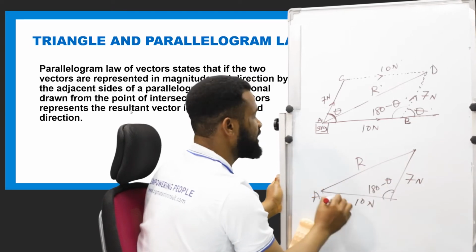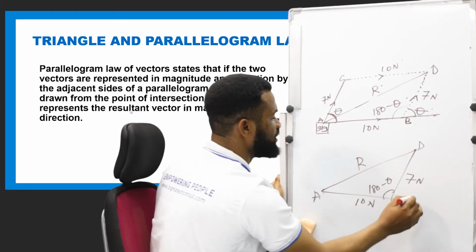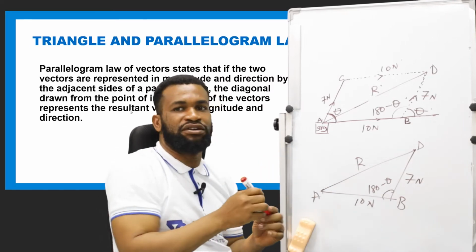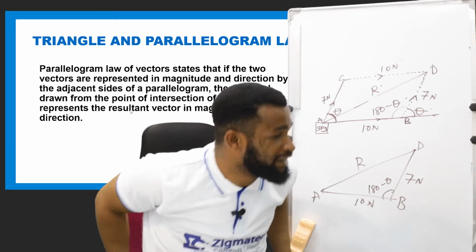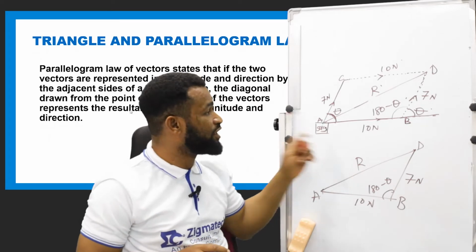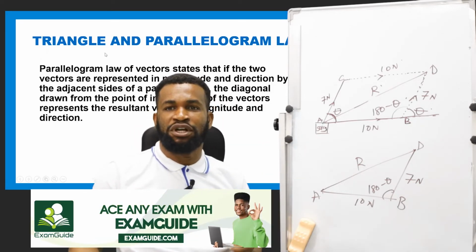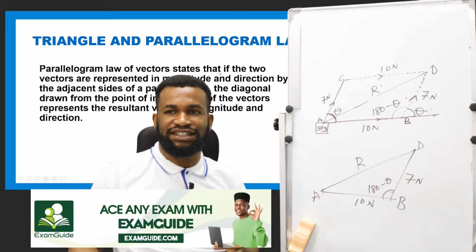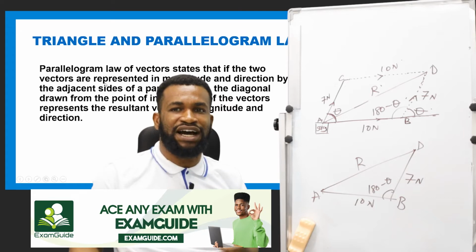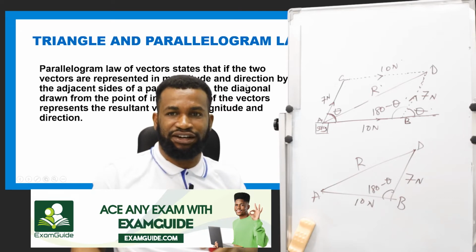I will call A, D, and B. This is what the parallelogram law stated. Now look at what it stated. As I am reading it, I will be explaining with this. It says, the parallelogram law of vectors states that if two vectors are represented in magnitude and direction, look at this.